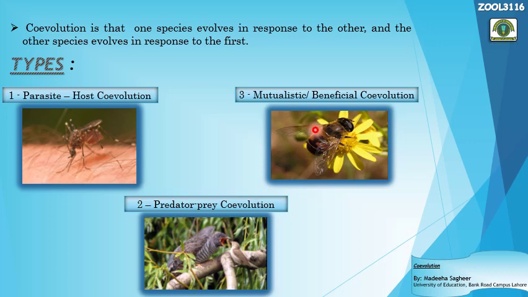The third major kind of coevolution is mutualistic coevolution, or beneficial coevolution. This kind of coevolution takes place in those species that have a mutualistic or beneficial relationship to each other. They are giving benefits to each other, right? So these are the three major kinds of coevolution, and we will discuss these kinds one by one with the help of different examples.